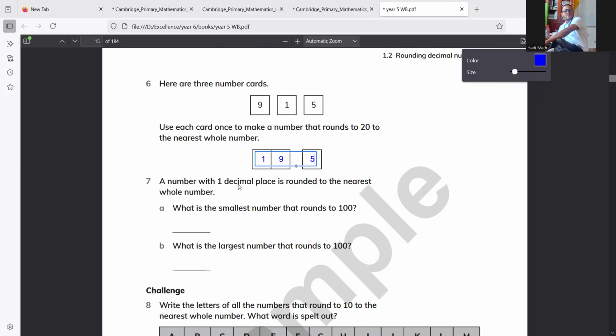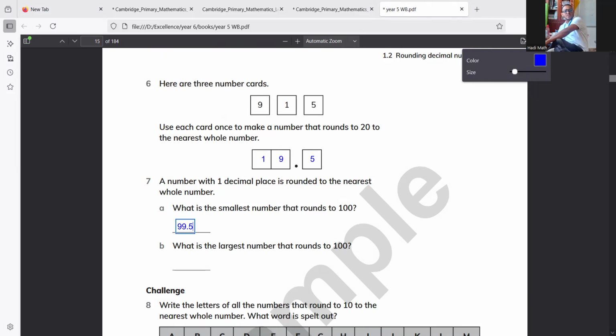Number 7, a number with one decimal place is rounded to the nearest whole number. What is the smallest number that rounds to 100? The smallest number with one decimal place that rounds to 100 is 99.5. 99.4 is smaller than this one, but it doesn't round.